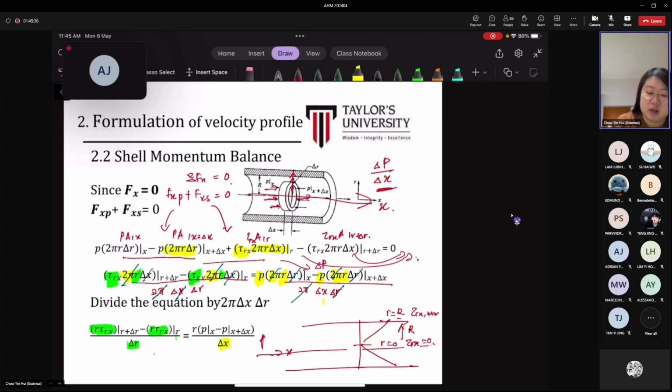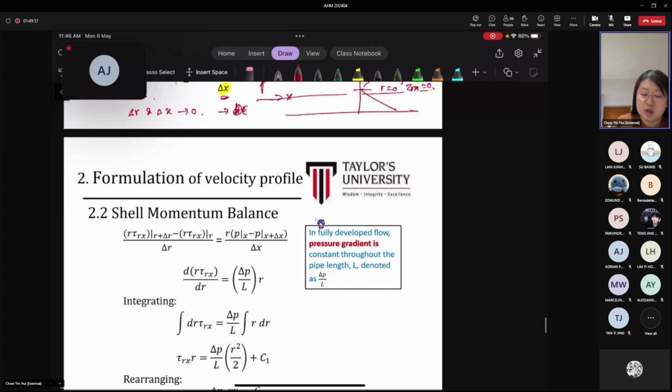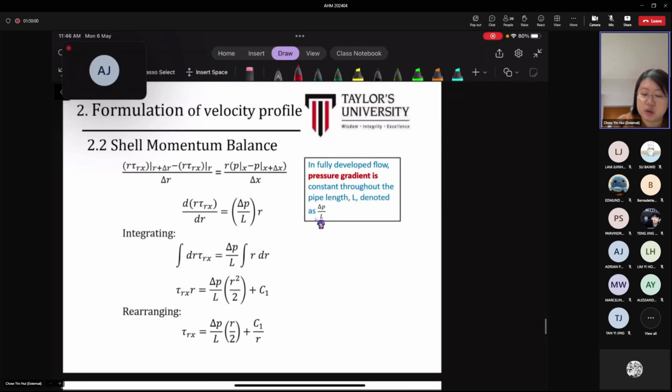Okay, so whenever you see this, it means it's related to a differential equation already, right? But before that, we assume that delta r and delta x approach 0 so that we can express it in terms of a differential equation, all right, so we'll need to treat this. Now for a fully developed flow, the velocity profile is constant, such that your V1 here and V2 here are the same. So if it's fully developed flow, V1 equals V2, which means your pressure gradient would be constant as well.